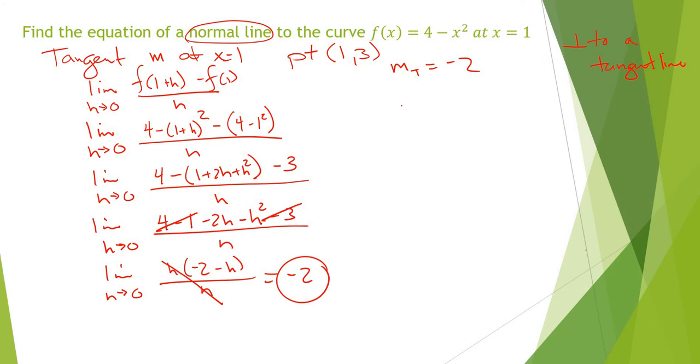If the normal line is perpendicular, the slope of my normal line is positive 1/2. The point is still 1, 3. So y minus 3 equals 1/2 times x minus 1. And that is the equation of my normal line. Okay, so we did quite a few examples. I hope that will be helpful, and we will do some more work on this in class.